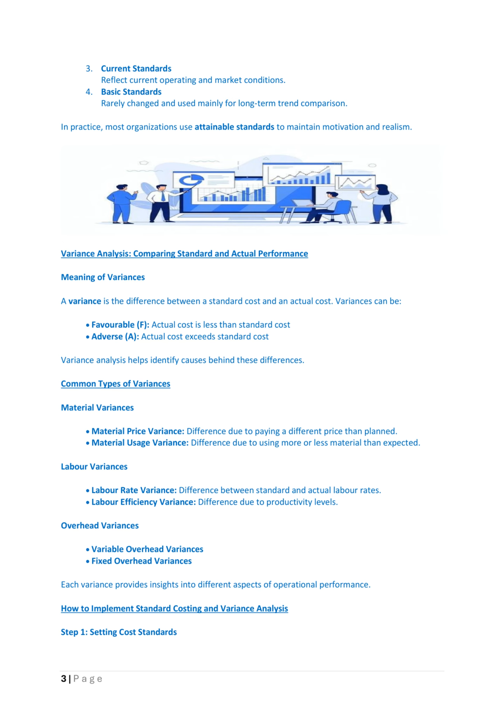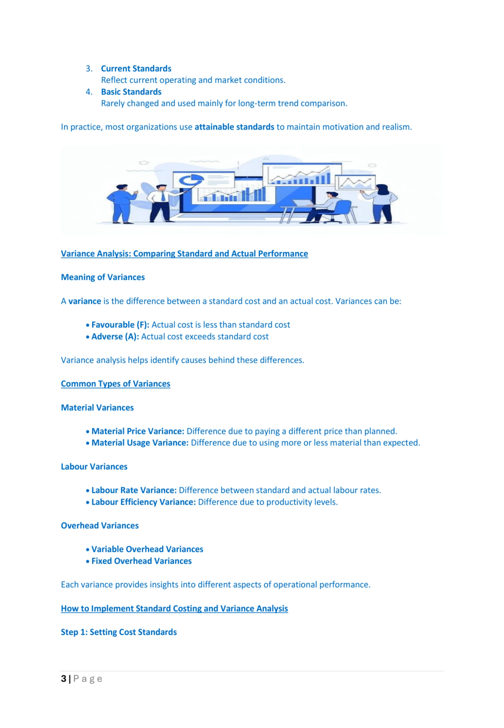For materials, we look at price variances, which happen when the price paid differs from what was planned, and usage variances, which occur when more or less material is used than expected. For labor, there are rate variances, which compare standard and actual pay rates, and efficiency variances, which show how productivity levels affect costs. Overhead costs are also analyzed by separating variable and fixed overhead variances. Each of these helps managers understand different operational factors and make better decisions.